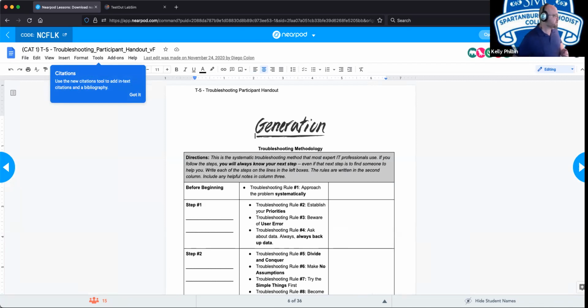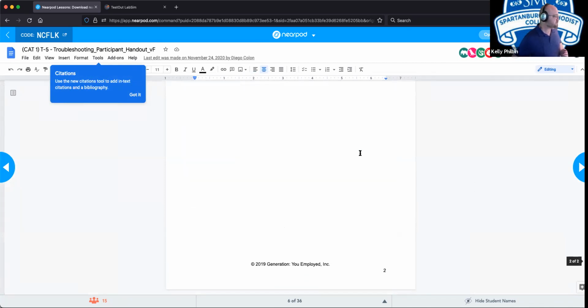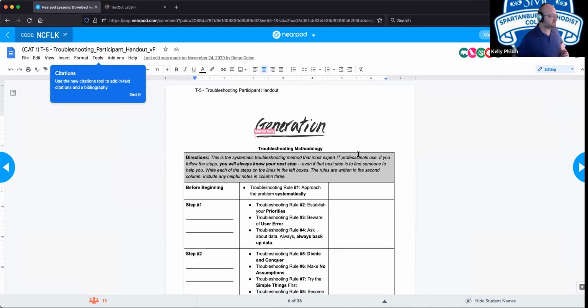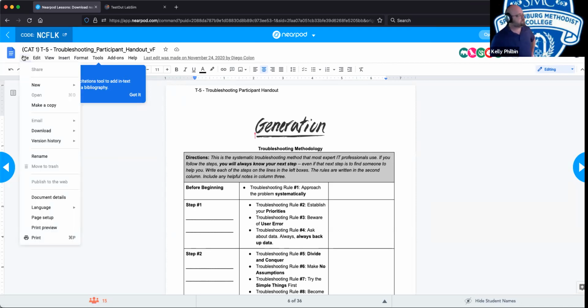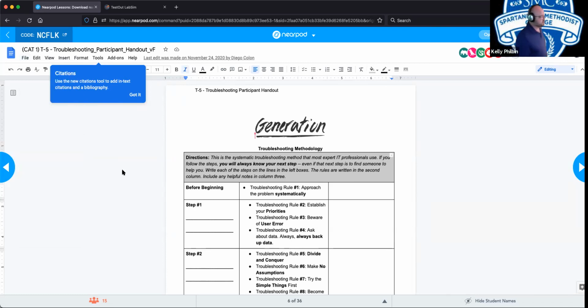Go ahead and make a copy of this one. You should be able to, on your Nearpod, see it, and then you go to File, and then you can make a copy of it for yourself. So right here, make a copy. So you can duplicate this file for yourself. We will get into this a little bit later. Or you can use this as we go through to take notes on as well.